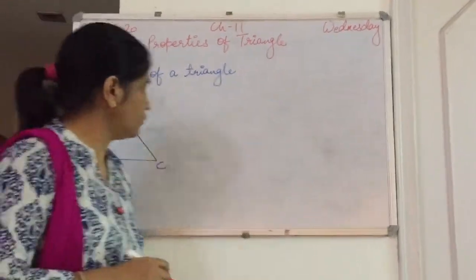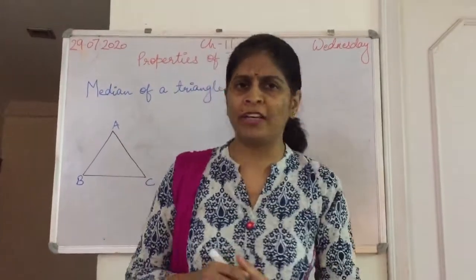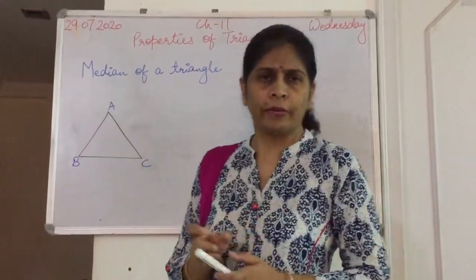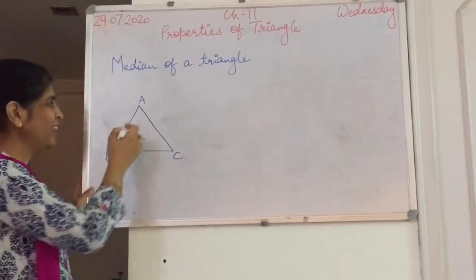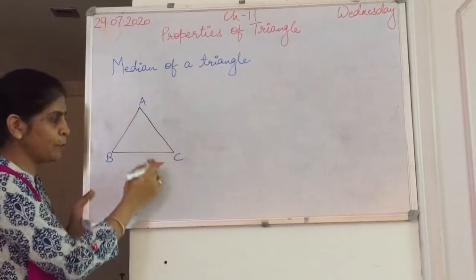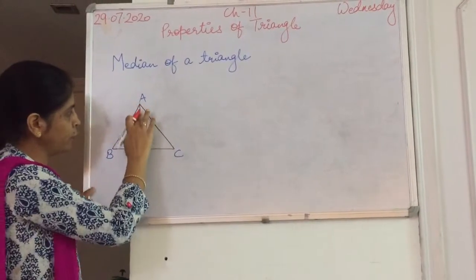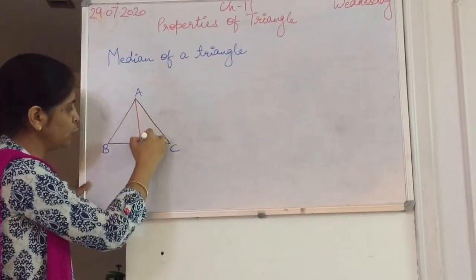Now let's discuss the median of a triangle. Before properties, I forgot to tell you about the median of a triangle. Median of a triangle means when we draw a line from one vertex to the opposite side, and this line divides it into two equal parts.